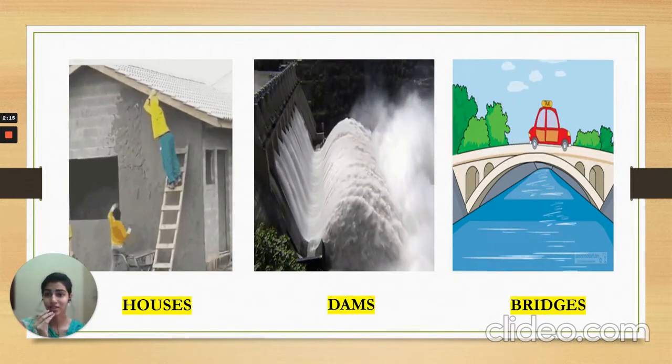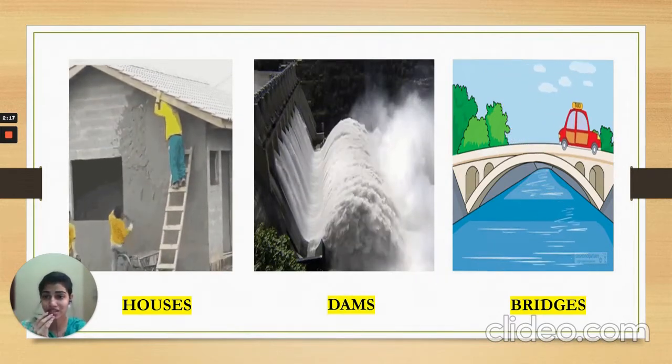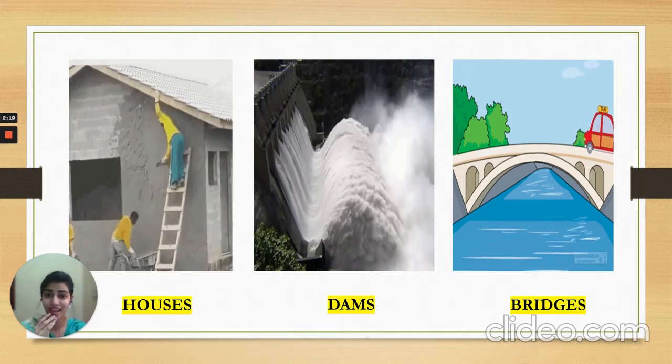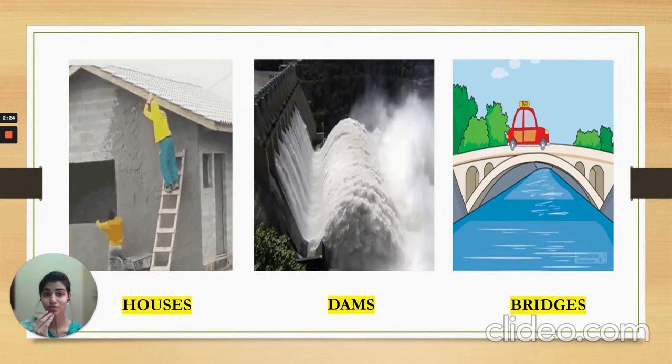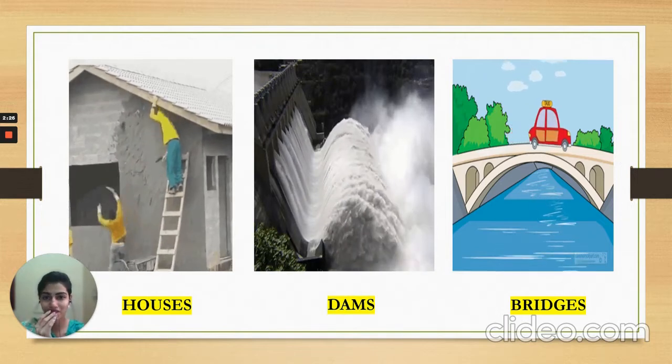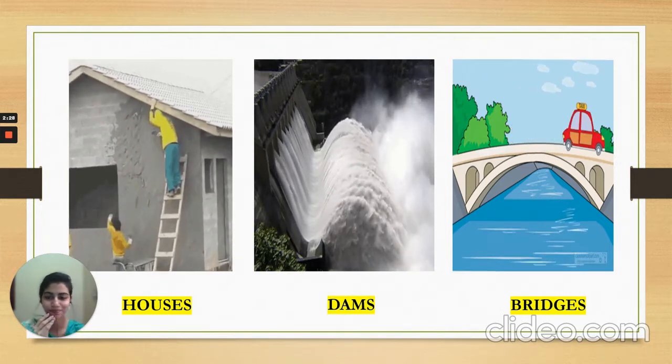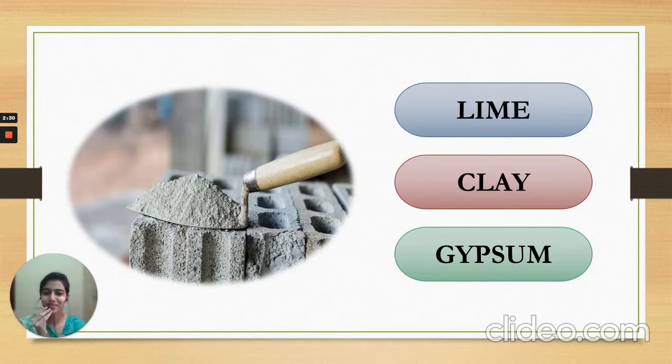That is, to houses. You can see in the first picture how they are using cement to build the house, and then dams, big, huge dams, and bridges also. All these are built using the material called cement. So cement is nothing but a gray colored powder. What is the color of cement? Gray color. So what is cement made up of and how is it manufactured?